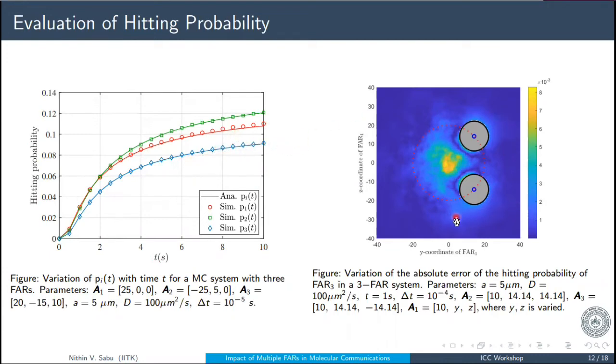And the second one is the absolute error plot. Here we fix 2 of the FIRs in the YZ plane, and we vary the location of the FIR1 in this YZ plane, and we plot the absolute error, which is the difference between analytical results and simulation results, and we can see that the error is minimum.